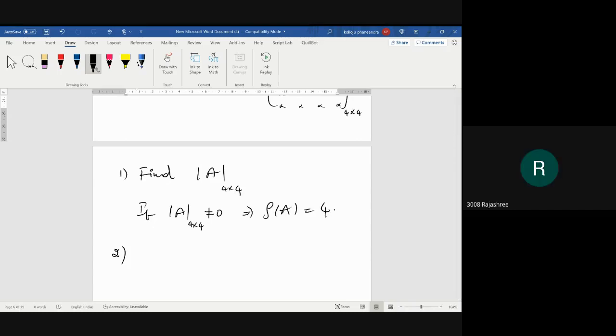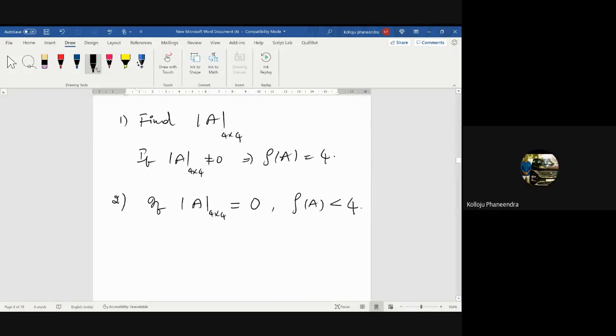Coming to the second one, if the determinant of 4 by 4 is equal to 0, then what happens? Equal to 0, then what is the rank? It is not 4, it is less than 4. Then what we have to do? Consider 3 by 3 submatrices.